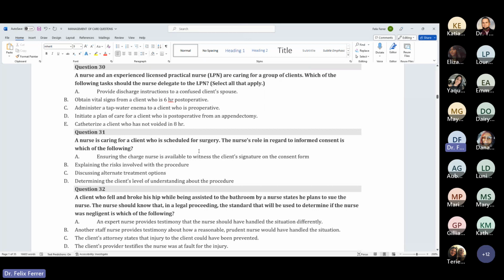30. A nurse and an inexperienced licensed practical nurse are caring for a group of clients. Which of the following tasks should the nurse delegate to the LPN? Select all that apply.